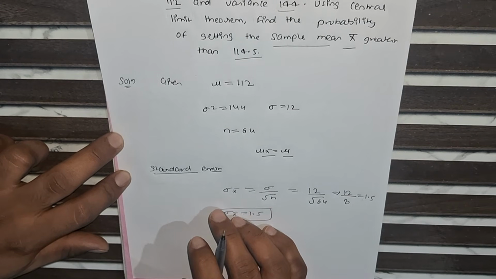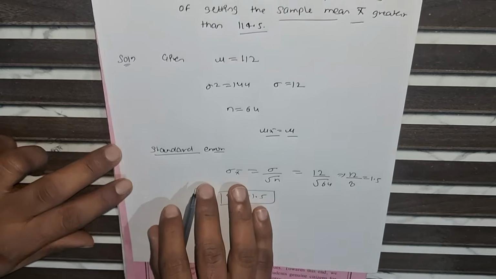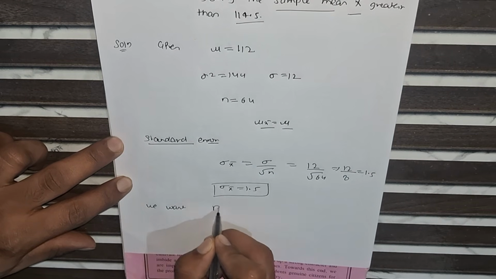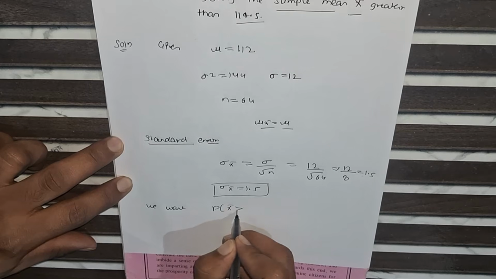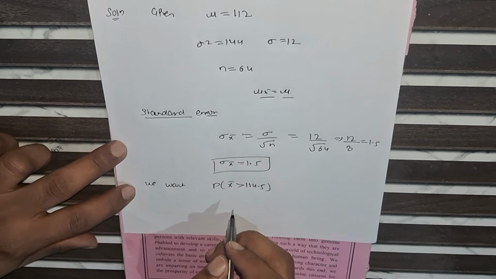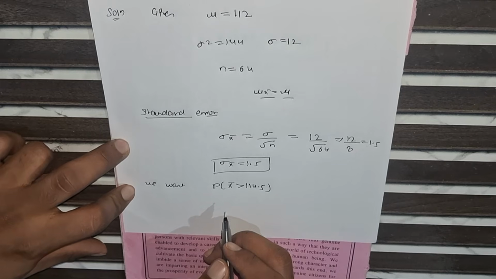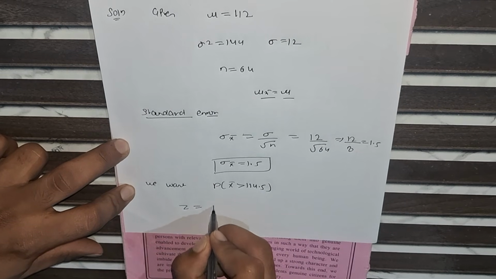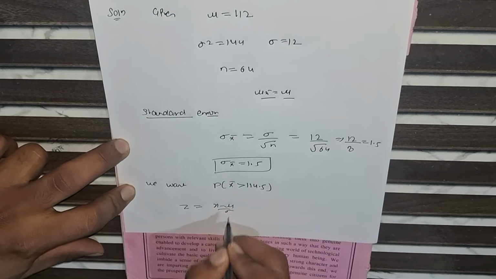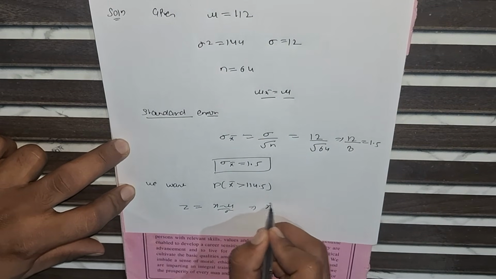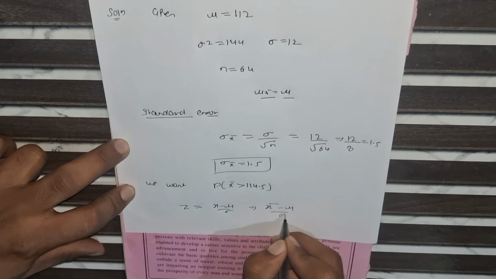So what is required in this question is, we want the probability of x bar greater than 114.5. So for finding this, now we are looking for the standard normal variate, which is z. So the formula of z is x minus mu by sigma, but in terms of x bar we can write it as x bar minus mu by sigma.